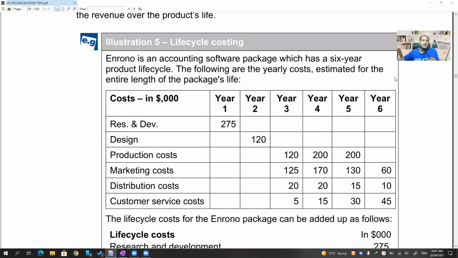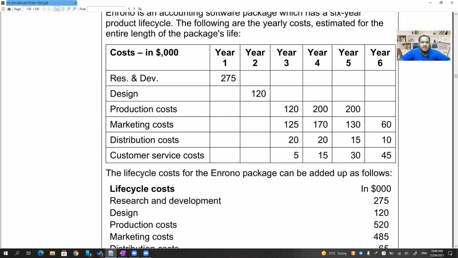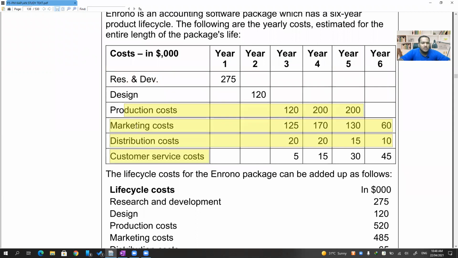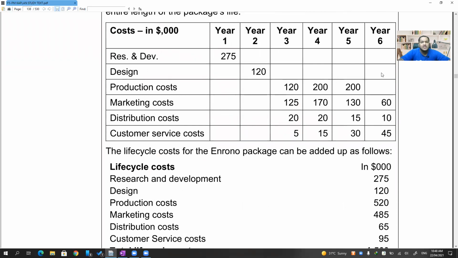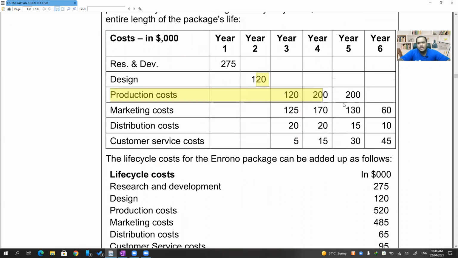Look at this. Illustration 5, life cycle costing. Enrono is an accounting software package which has a 6-year product life cycle. Following are the yearly costs estimated for the entire length of the package's life. See, they're talking about research and development, design phase, production cost, marketing cost, distribution cost, customer service cost, all different types of costs they have given you for the 6 years of the life of the product.